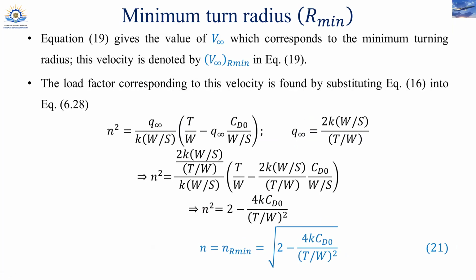Okay, so now we also have to find the n for minimum turn radius. That n is the square root of 2 minus 4 K CD naught over the thrust to weight ratio squared. That is the n for minimum turn radius. V for minimum turn radius, n for minimum turn radius means what?